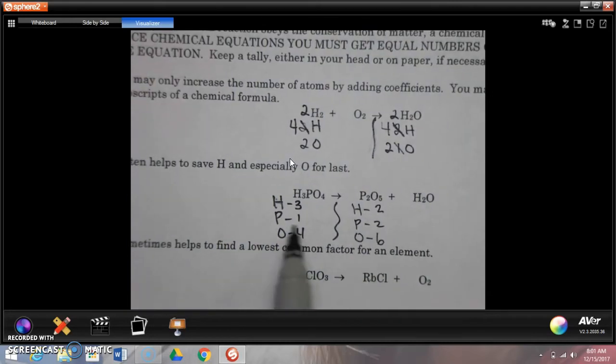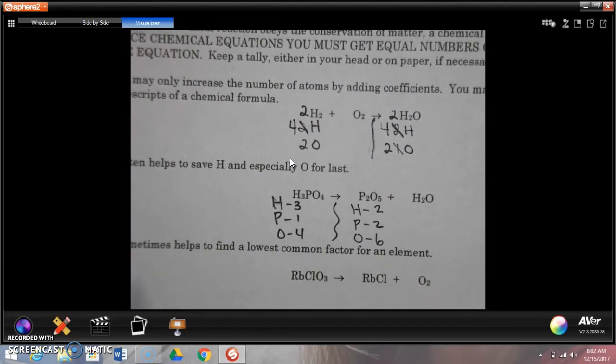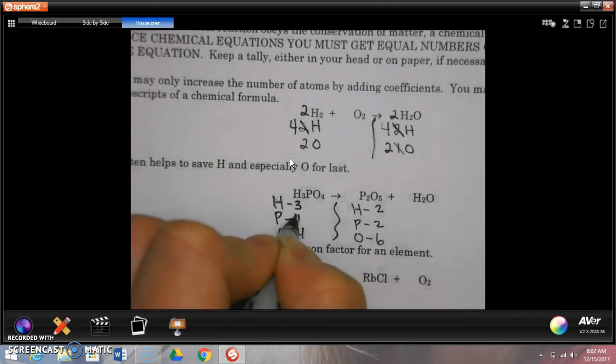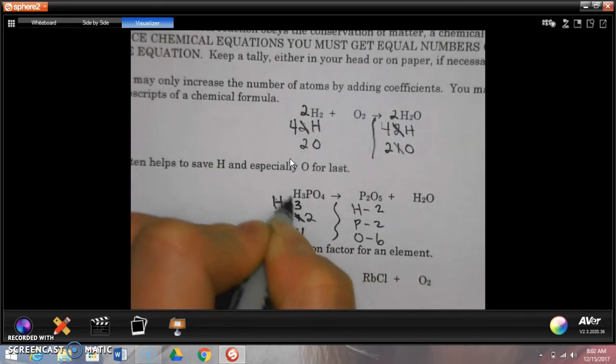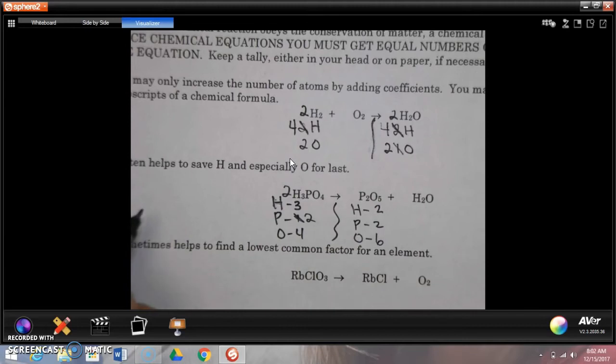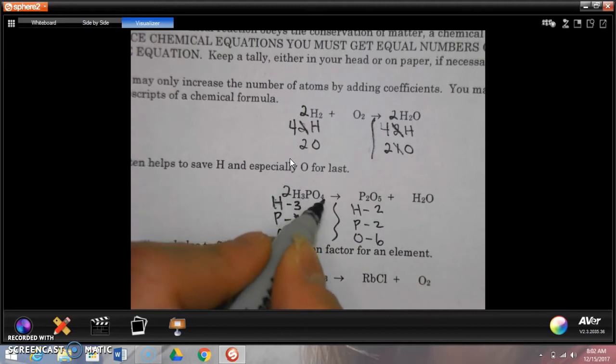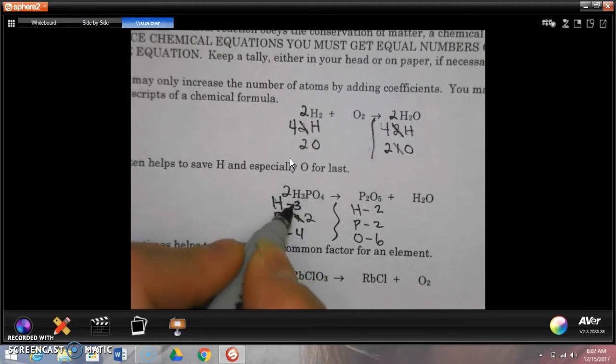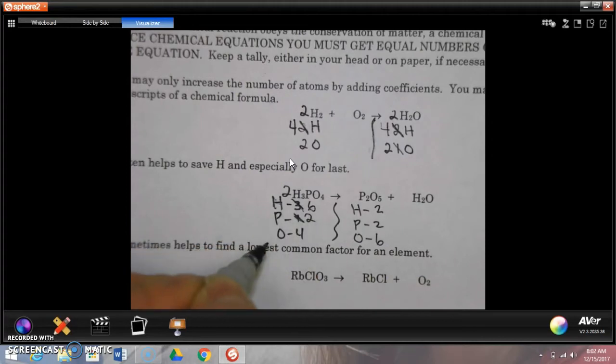So what am I going to do? Save hydrogens and especially oxygens for last. Let's start with phosphorus. So I've got 2 on the product side. To get 2 on the reactant side, I'm going to change the coefficient to a 2 there. But now that means I've disrupted all the other numbers. So 2 times 3 is 6 hydrogens. 2 times 4 is now 8 oxygens.